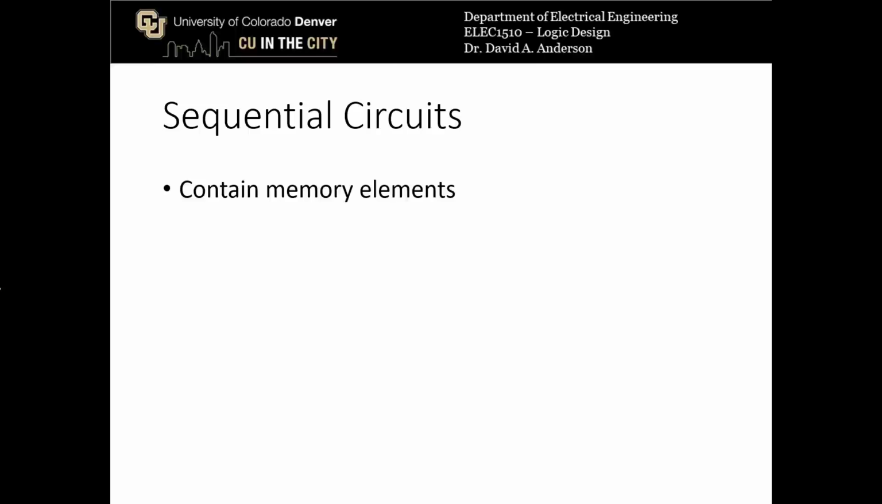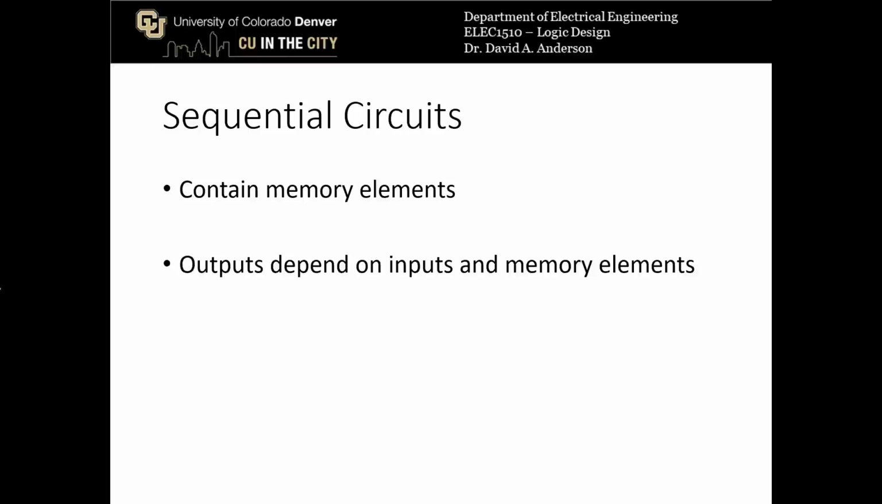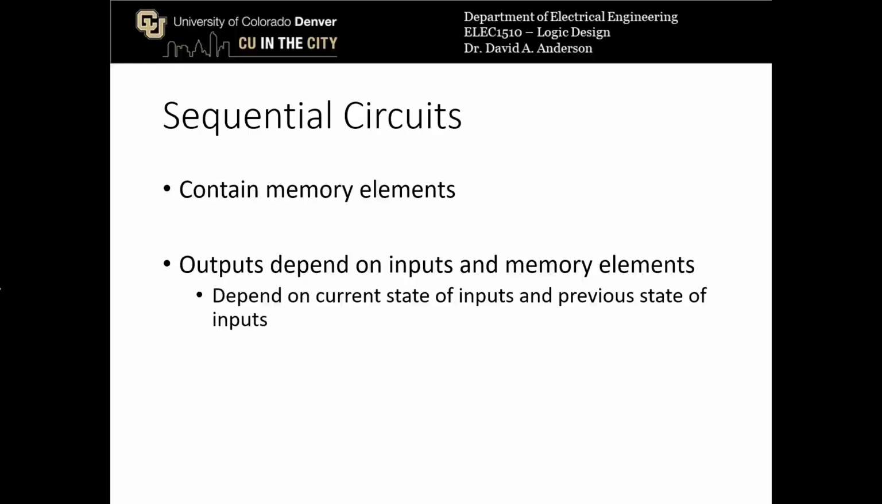Sequential circuits, by contrast, contain memory elements, so we can construct elements in these circuits that remember previous states. This means that the outputs can depend on the inputs and the memory elements. So the memory elements themselves can act as inputs. Because the memory elements will remember the previous state of the inputs, we'll say that the behavior of a sequential circuit depends on the current state of the inputs and the previous state of the inputs. It can remember just one previous state, or it can remember 10 previous states. It depends how complex of a sequential circuit you design.